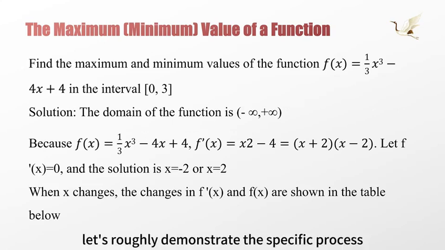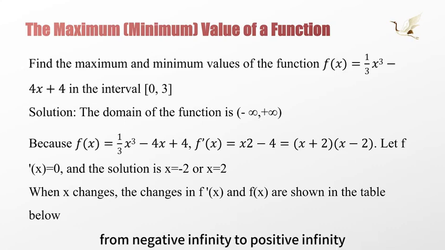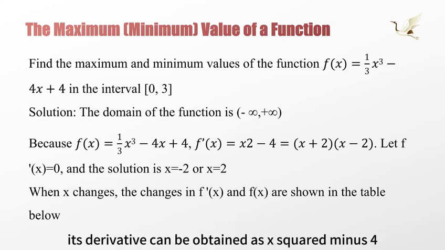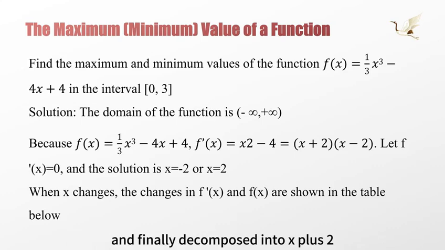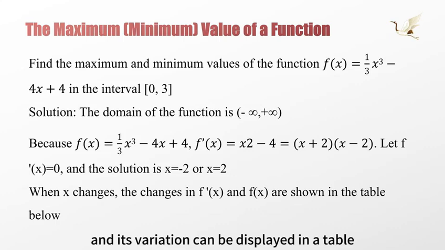Let's roughly demonstrate the specific process. Firstly, determine that the domain of the function is from negative infinity to positive infinity. According to the analytical expression of the function, its derivative is x squared minus 4, which factors into (x plus 2) times (x minus 2). By setting the derivative equal to 0, we can solve for x equals -2 or x equals 2. So when x changes, the derivative function and its variation can be displayed in a table.